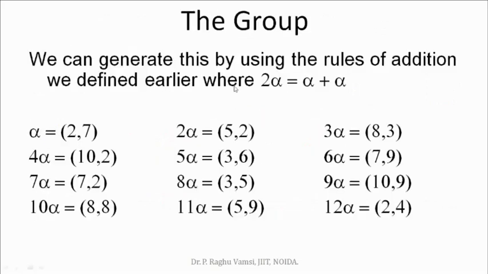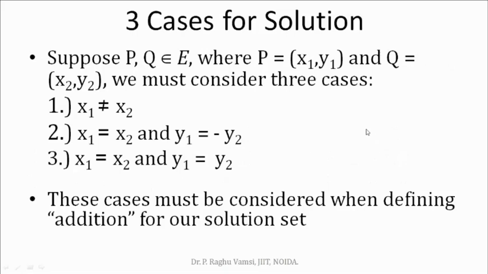Now we can generate this using the rules of addition we defined earlier: 2 alpha is equal to alpha plus alpha. Alpha, what we're going to consider, is 2,7, and how do we generate 2 alpha, 3 alpha, 4 alpha? For this, 3 cases of the solution need to be considered. This is very, very important. You can also make a note on paper. Anyhow, I will place the slides afterwards, but in the meanwhile, for understanding, you may note it on paper.